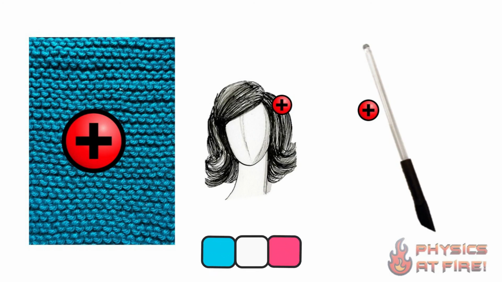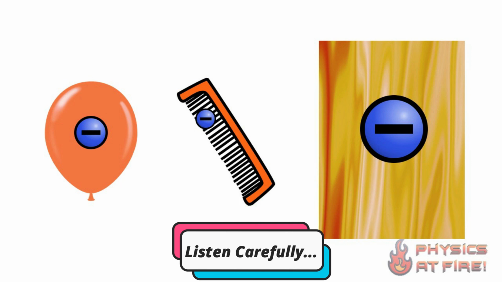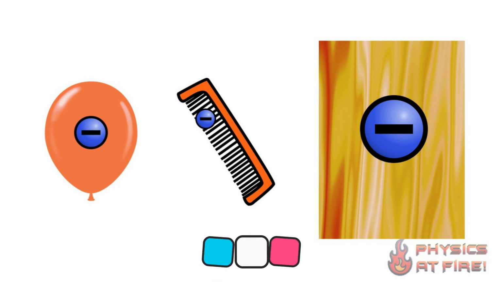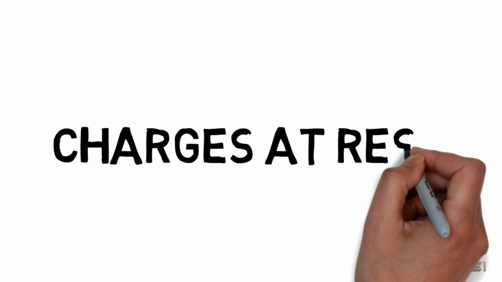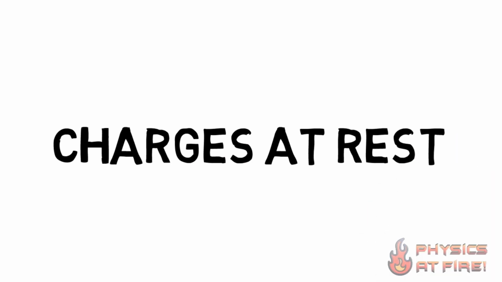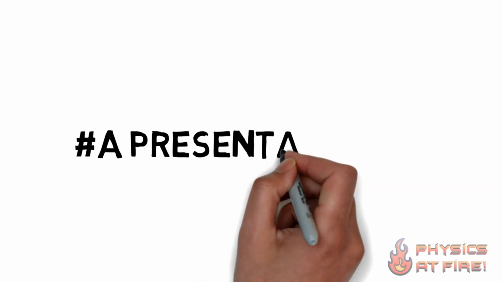As mentioned earlier, all those objects, like wool cloth, hair, and glass rod, which get positively charged, had lower work function. That's why electrons jumped from them to the other objects like balloon, comb, and silk cloth, which had higher work function. All these phenomena involve charges at rest, that is, static electricity. We will discuss charging by conduction and induction in further videos.